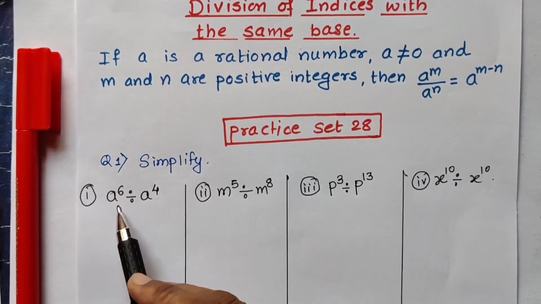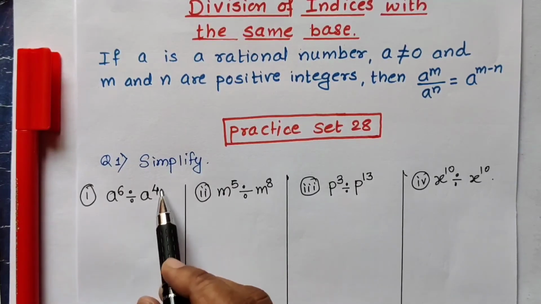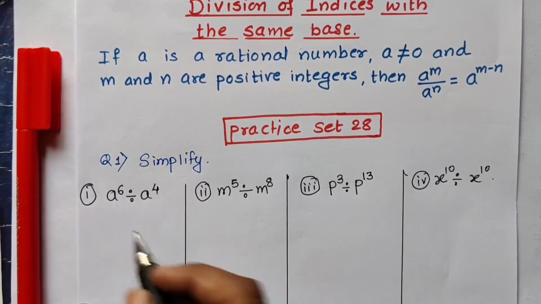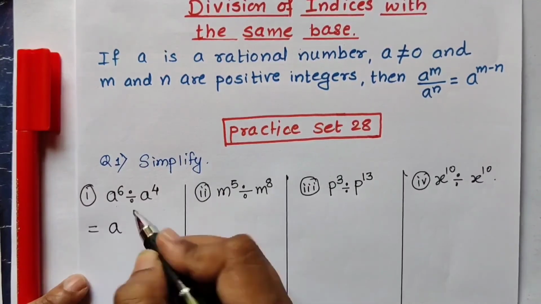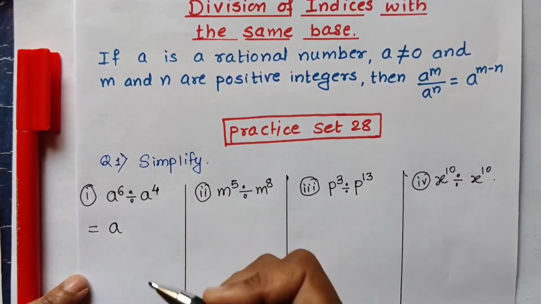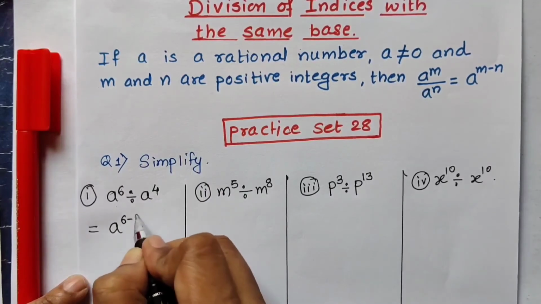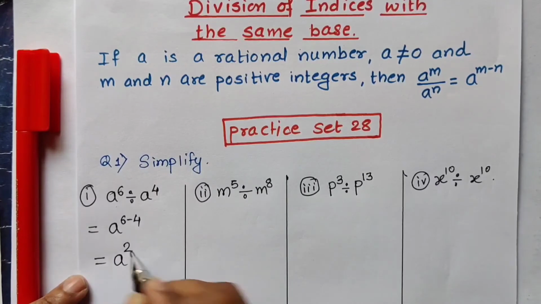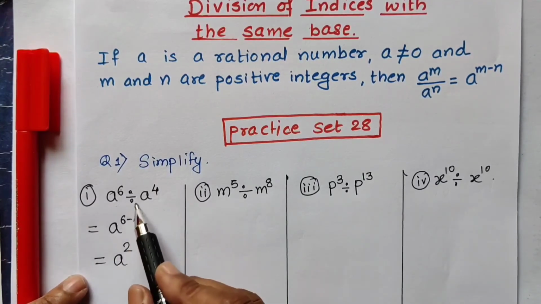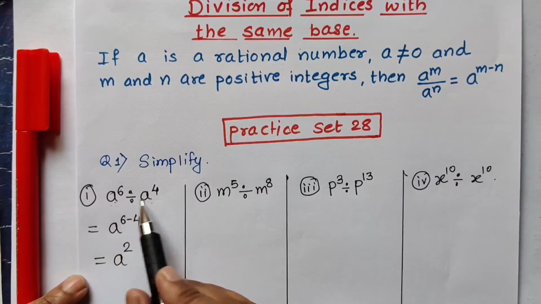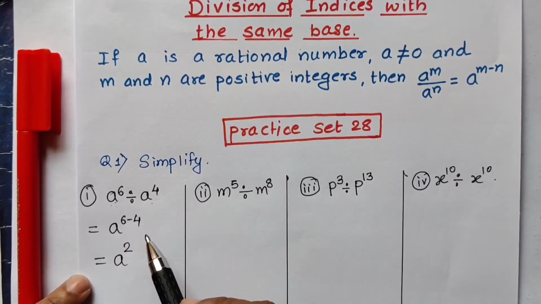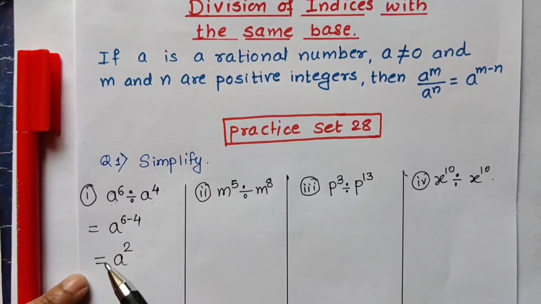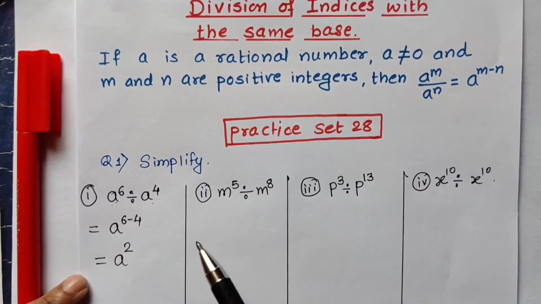As you can see in the first sum, a raised to 6 divided by a raised to 4 is there. That means a is the common base. So we write the common base one time. As division is there, we subtract the indices. So 6 minus 4, and the answer is a raised to 6 minus 4, which is 2. So when division is there and the base is the same, we subtract indices. And in practice set 27, what we have seen, when multiplication is there and the common base is there, we add indices.